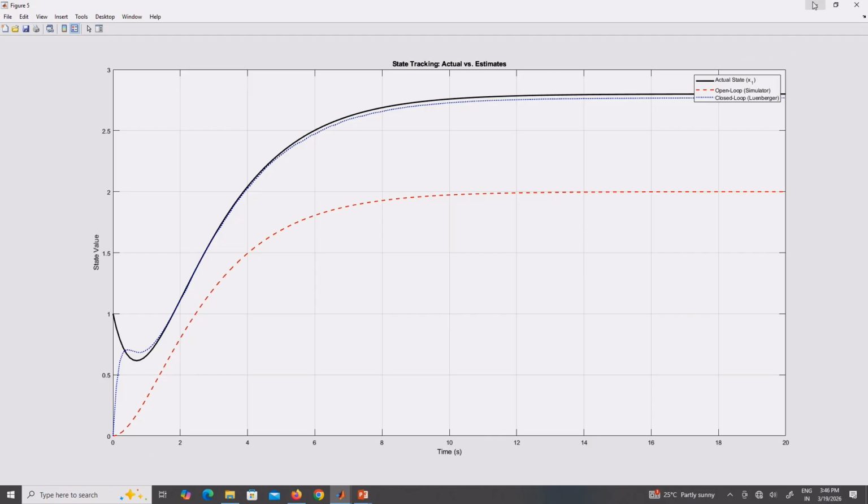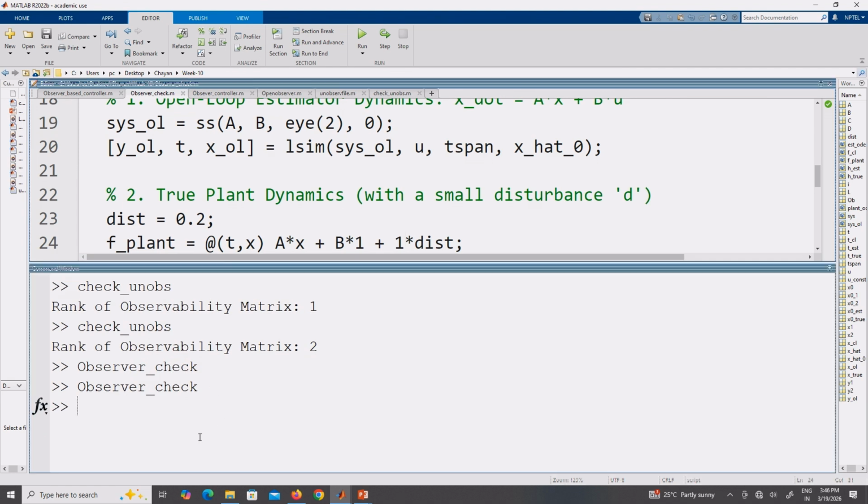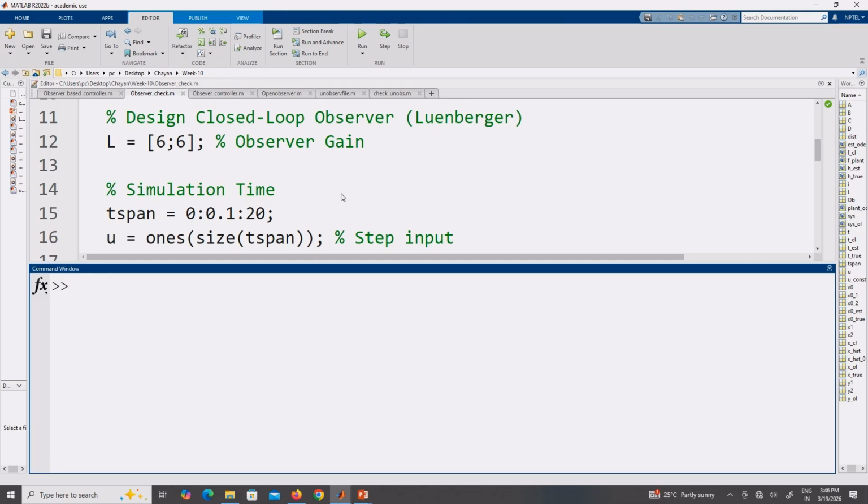You can keep on changing the value of L, and you will have different rates at which the estimated states will converge to the actual states. You can check whether this is actually an observable system. You can easily check that if you find out the rank of C, C into A. See, the rank of this matrix is 2, which means it is an observable system.